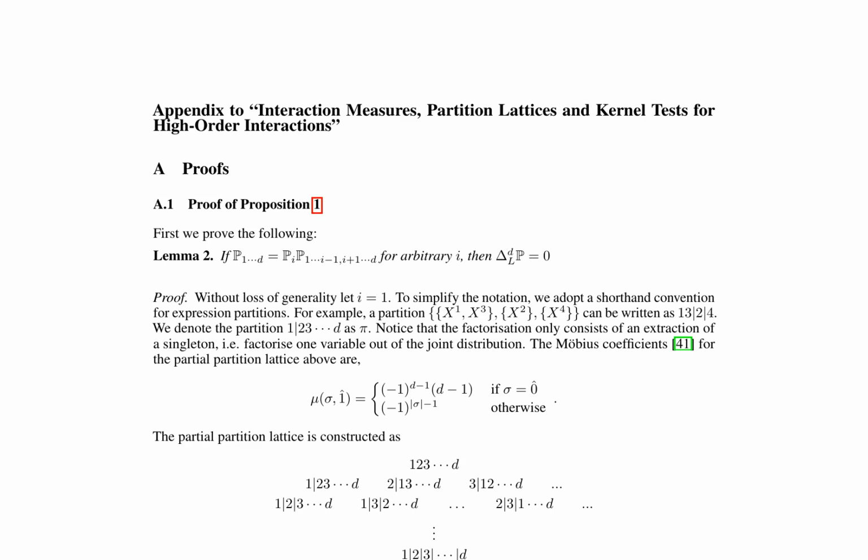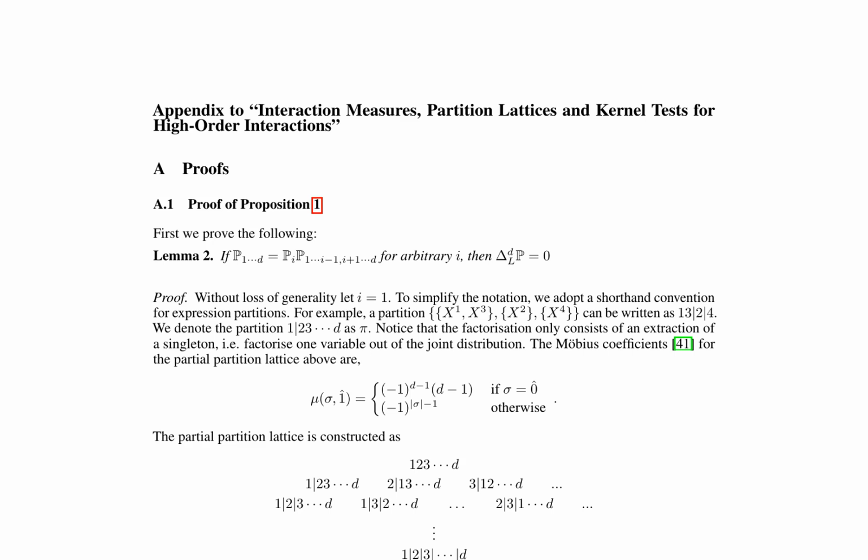The Möbius coefficients for the partial partition lattice are defined, with μ(σ, 1) equal to (-1)^(d-1) (d-1)! if σ equals 0, and (-1)^(|σ|-1) otherwise. The partial partition lattice is constructed by factorizing one variable out of the joint distribution, resulting in a lattice with d levels. When P(1:D) equals P(1)P(2:D), the partial partition lattice associated with Lancaster interaction collapses into a simpler lattice.